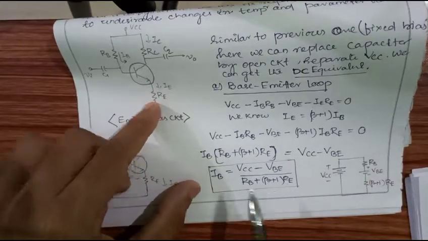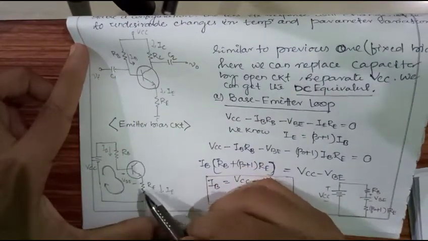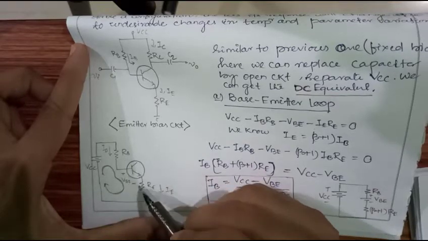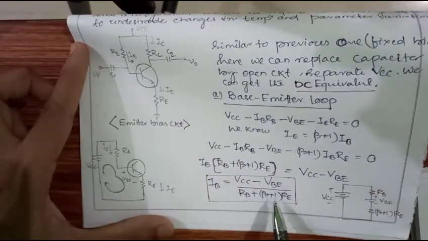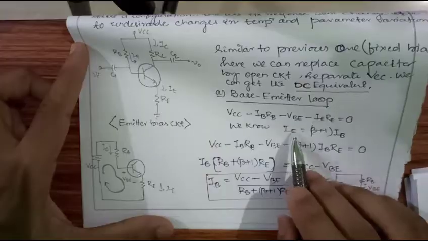Why is RE added? Because it is in a loop. In this loop, RE is in series connection with RB. That's why RB plus RE. Why beta plus 1? Because of this IE current. Okay.